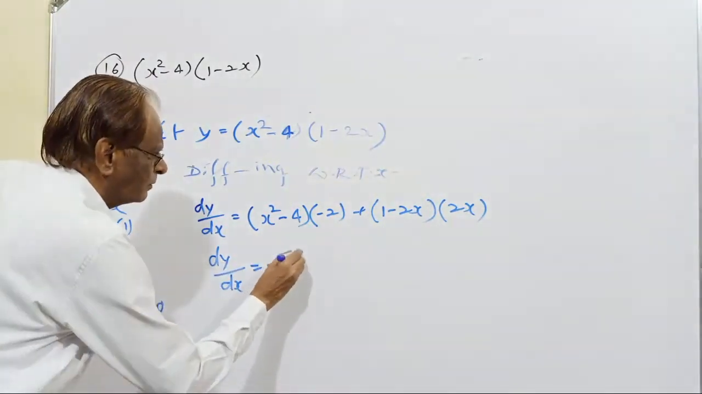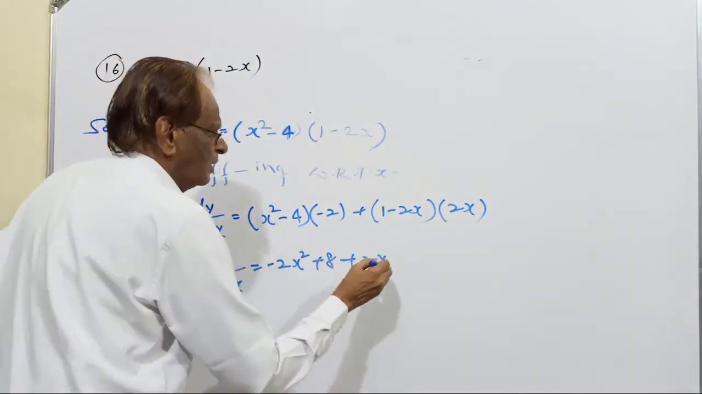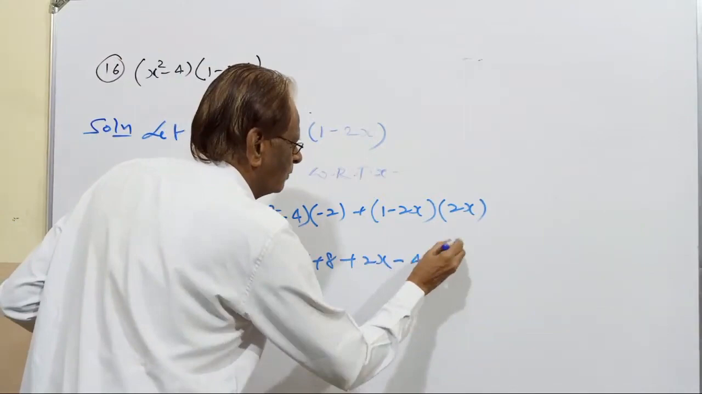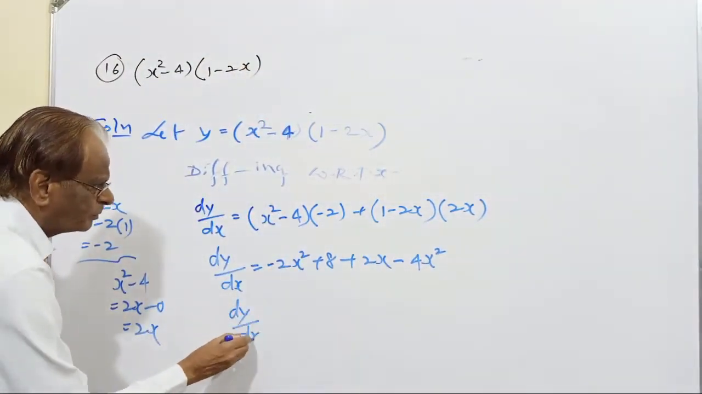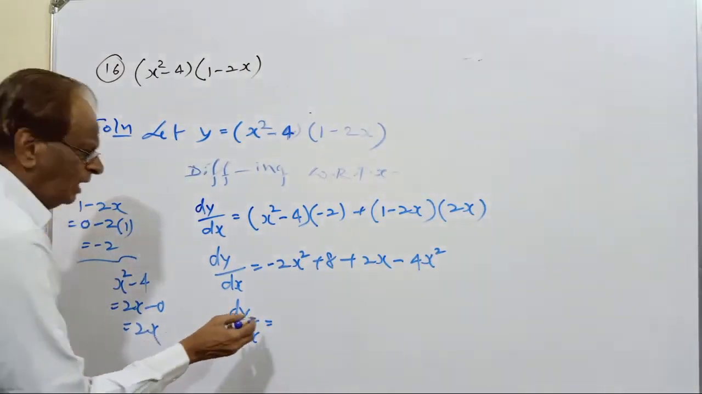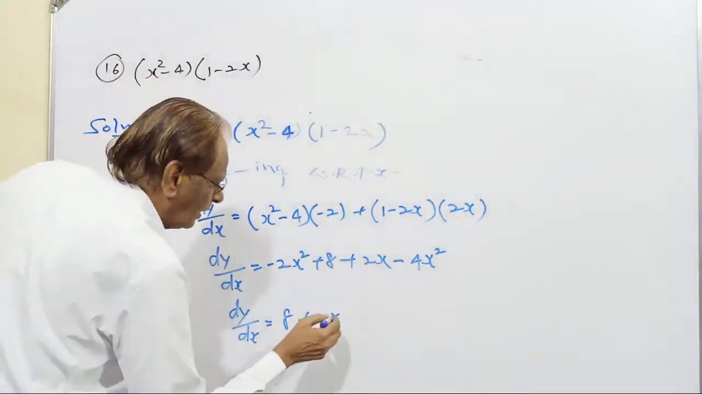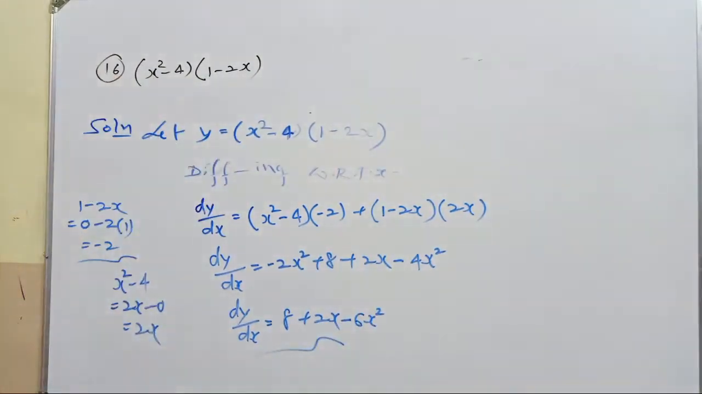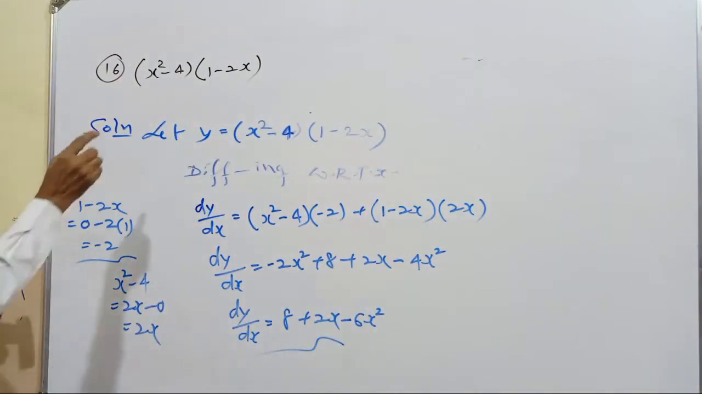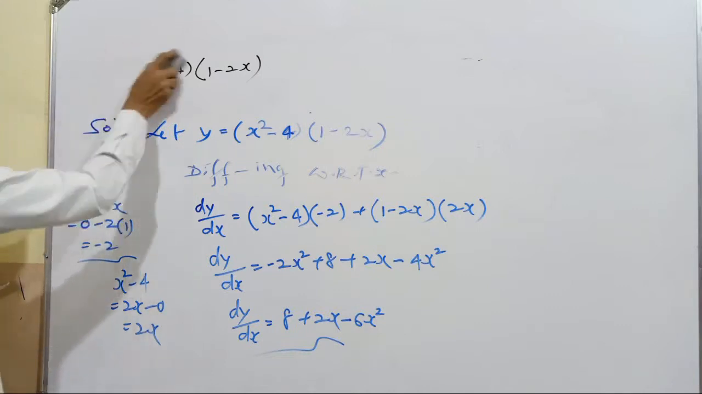Minus 2x squared plus 8 plus 2x minus 4x squared. dy by dx equal to 8 plus 2x minus 2x squared minus 4x squared. Or you multiply these two brackets, then differentiate; that is another method.